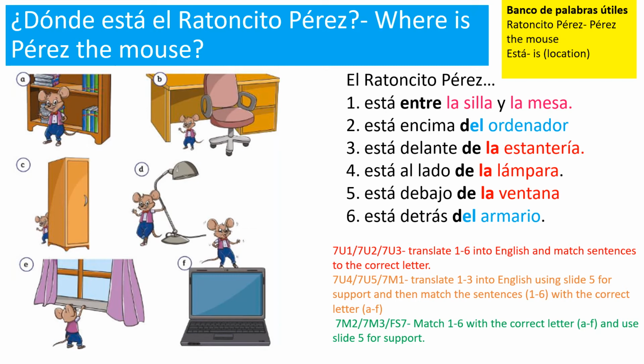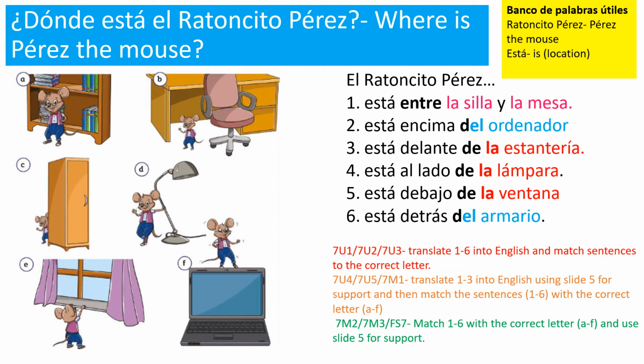So all of that we saw on that second slide, and then your prepositions that we've just seen, and you've opened up the answers PowerPoint by this point and marked them. So basically, for 7 upper 1, 7 upper 2, 7 upper 3, you are translating those sentences 1 to 6 into English and then matching each to the correct letter. So whichever picture you think that sentence goes with.